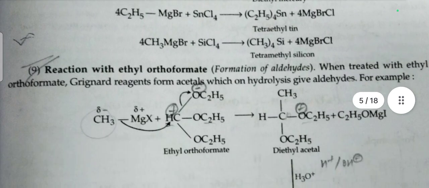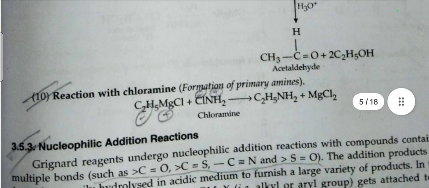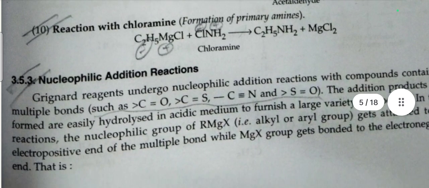Reaction with ethyl orthoformate. Formation of aldehydes. When treated with ethyl orthoformate, Grignard reagents form acetals, which on hydrolysis give aldehydes. Reaction with chloramine gives rise to the formation of primary amines.